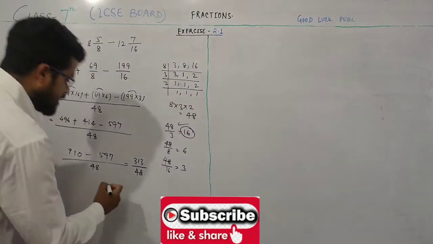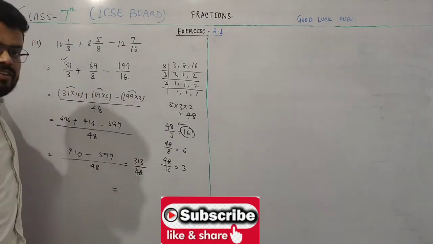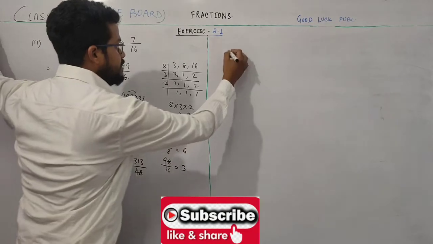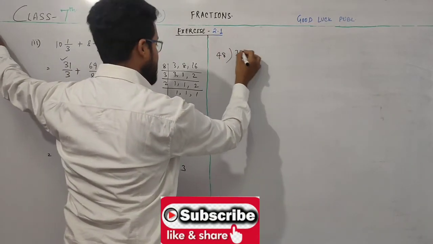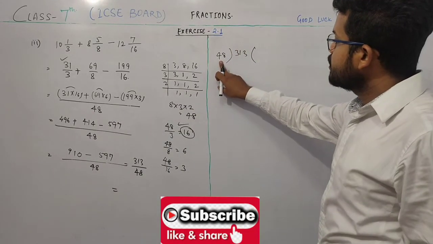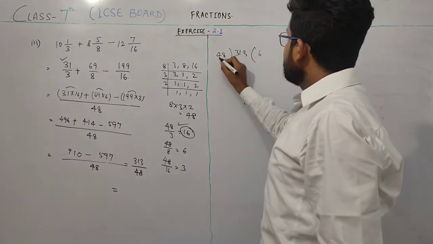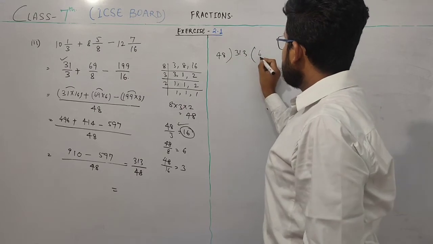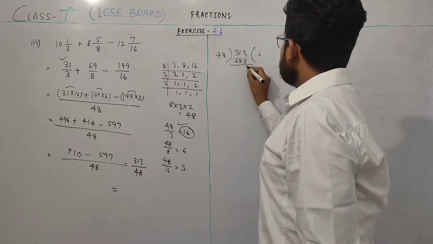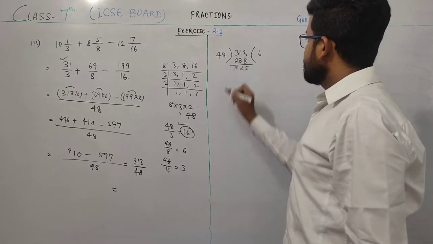So I write this as a mixed fraction. So how do I write this into a mixed fraction? So firstly divide this 313 by 48. 6 times: 8 sixes are 48, 4 sixes are 24 and 4 is 28, and 8 from 13 is 5, and this is 25, and this is 25.